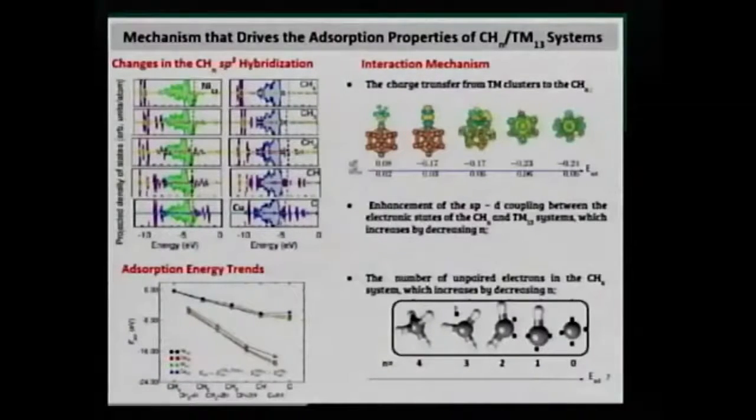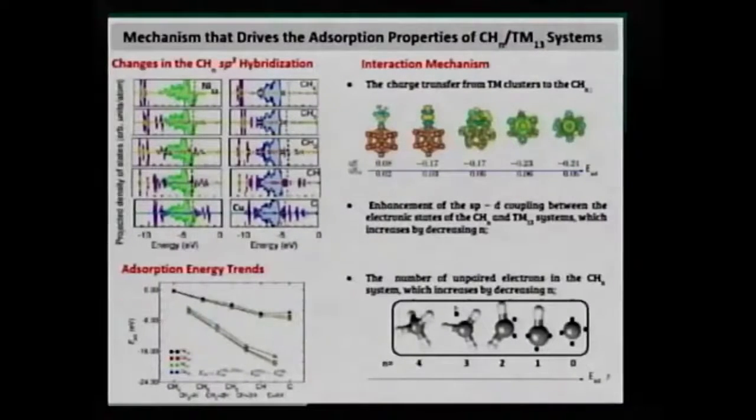Here I'm showing only the two extremes, nickel and copper, but iron and cobalt have the same behavior. This is step 4 to C. Here are the d states for nickel and for copper, and the p states are represented in purple. You can see an increase of the coupling between the p states and the d states of the metal. This increases along hydrogenation, and all present the same behavior. However, for copper, this is not well observed.